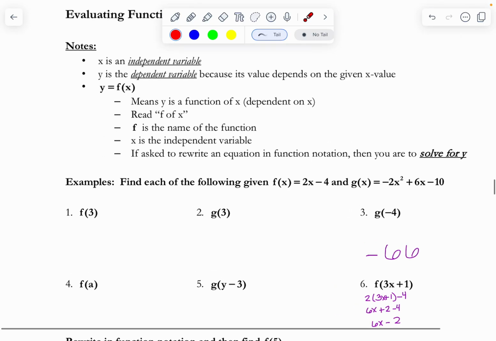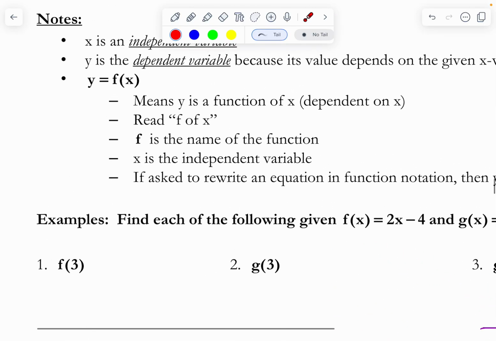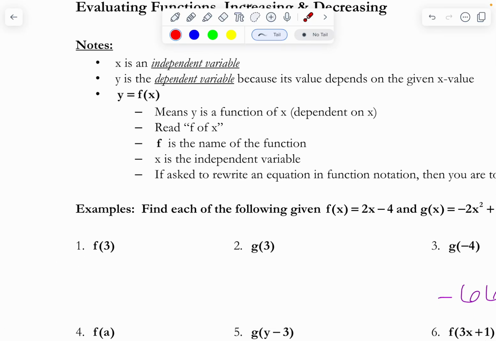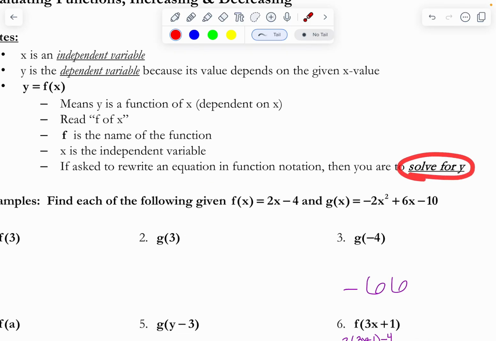So if we look at a function, what we can say is, I'm going to skip right down here, y equals f of x. And f of x is the same thing as if we say y. And we read it as f of x. And x, y means y is a function of x and it's dependent on x. If we're asked to rewrite an equation in function notation, then you're to solve for y, and then you have to replace it with f of x. You always then would have to replace it with f of x.